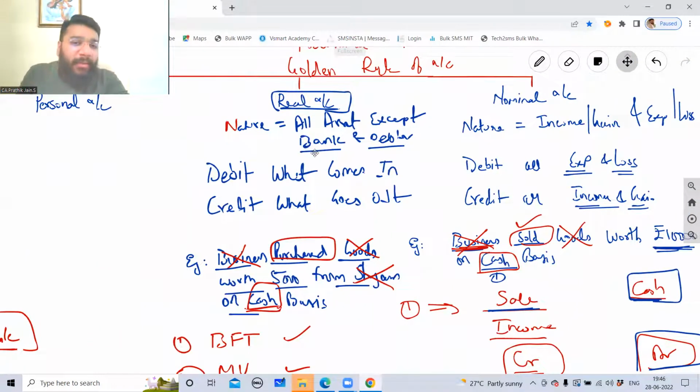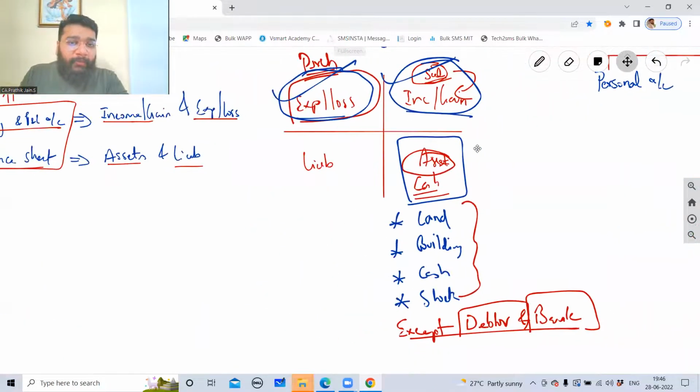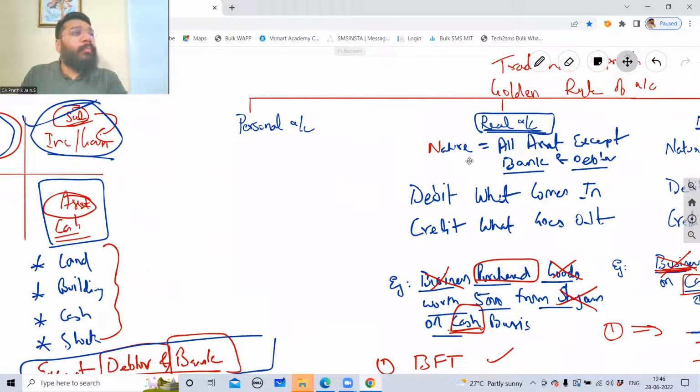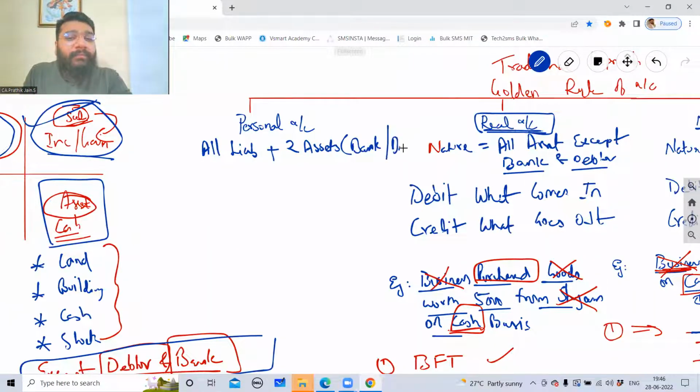Bank and debtor are not coming under real account. So bank and debtor are not allowed in nominal account and not allowed in real account. The only house that is left is personal account. Liability is pending, so liability will go to personal account, and these two also will go to personal account. Personal account is a home for all liabilities plus two assets, which are bank and debtor.